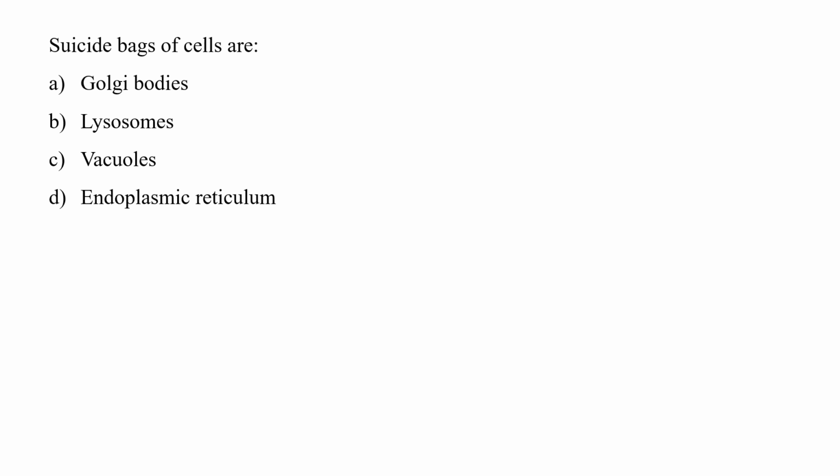Why are they known so? Because, as we know, they contain hydrolytic enzymes. If the cell is damaged, the lysosomes undergo autolysis and burst. Due to this, the hydrolytic enzymes are released, and these released enzymes then digest their own cell and ultimately the cell dies. So they are known as suicidal bags of cells. So the correct option is option number B, lysosomes.